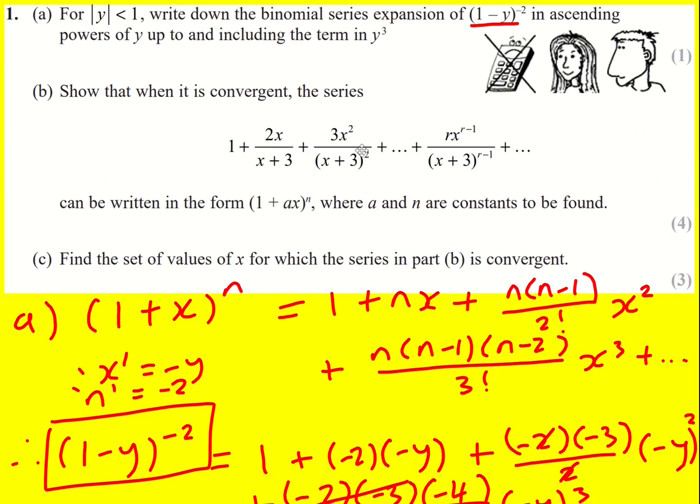In part B, we have this series to look at: 1 + 2x/(x+3) + 3x²/(x+3)² + such and such. Okay, I'm going to call this star.